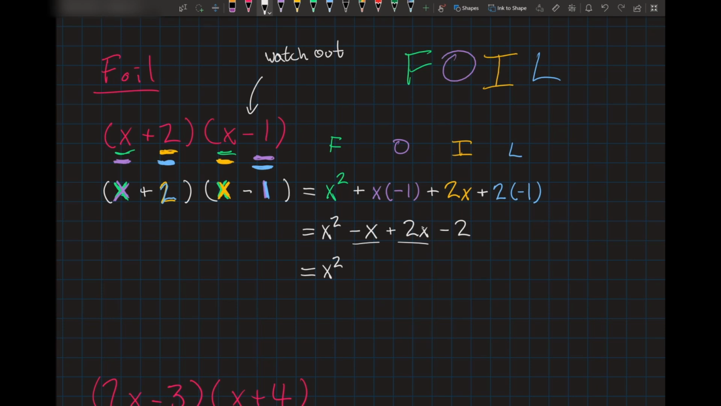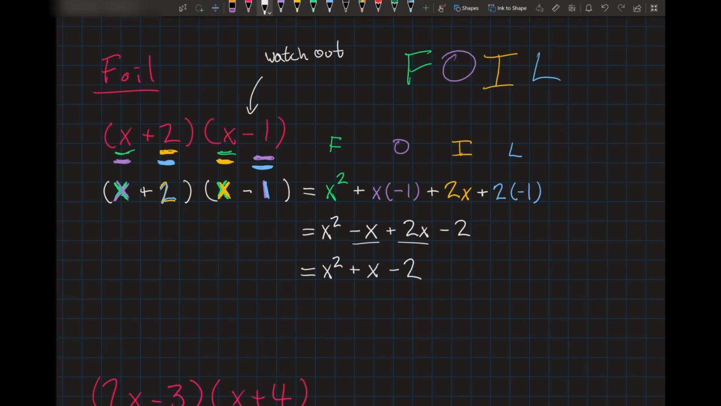Or think of this like 2x minus x. So we have 2x minus 1x. That's actually just 1x. Right? So we've got plus x. So x squared plus x minus 2.